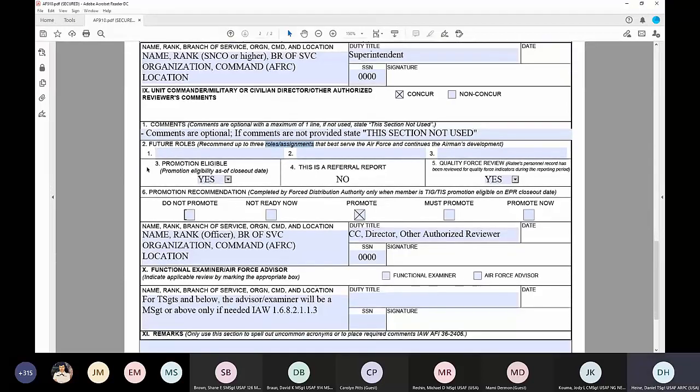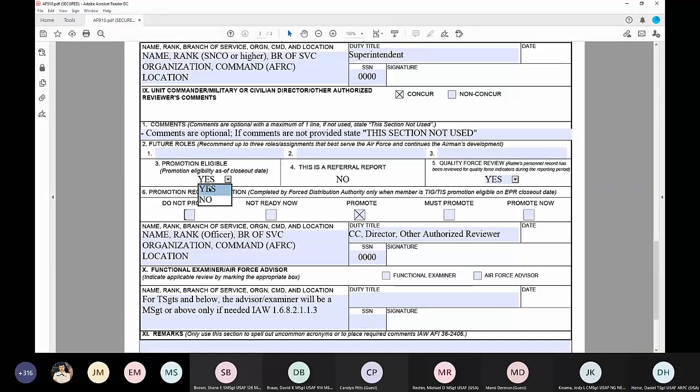Block 3, this is the promotion eligible block. So it should either be yes or no, and this is based off of time and grade, time and service eligibility. That's the only considerations for block 3. So if the member is time and grade, time and service, promotion eligible as of the closeout date, they should be yes, and if they are not, then it should be no.